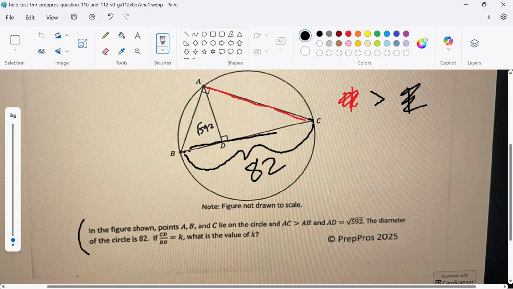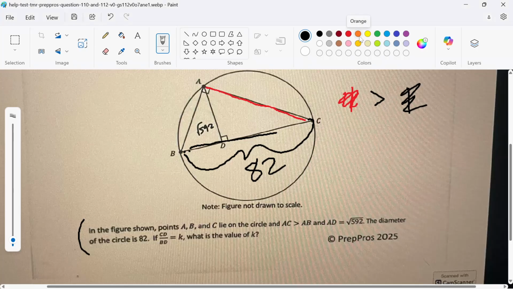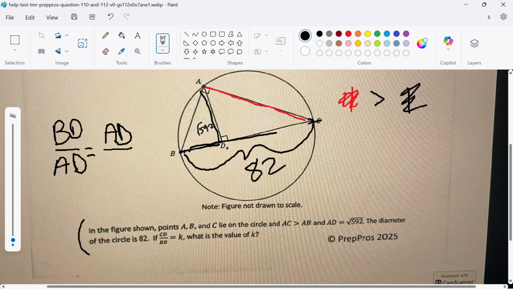And then I can use the, what's it called? The theorem about the ratios. I'm going to have to look it up here. It's right here. Altitude rule. Whenever an altitude of a right triangle, and an altitude is perpendicular to the base, cuts it into segments, then the short segment over that altitude, which is BD over AD, equals the altitude over the long segment, CD, or the other segment. The first segment divided by the altitude equals the altitude divided by the second segment.